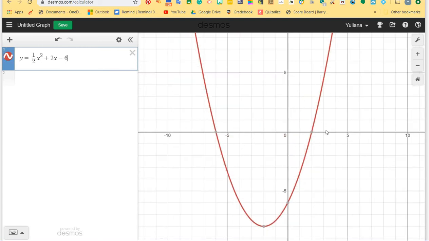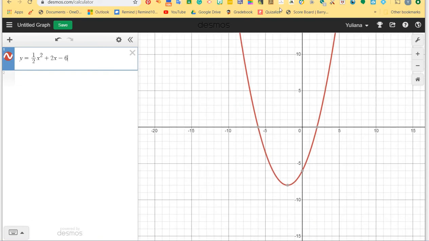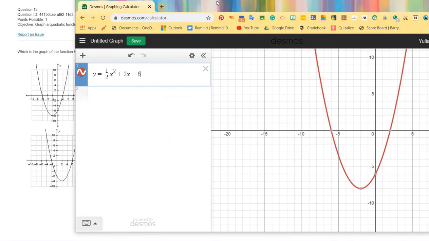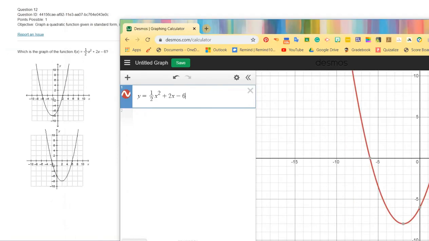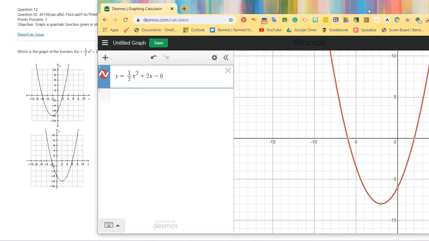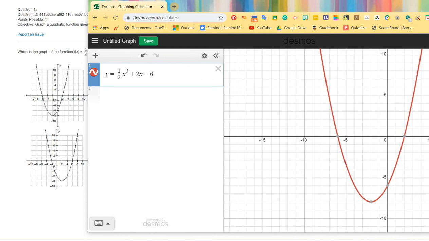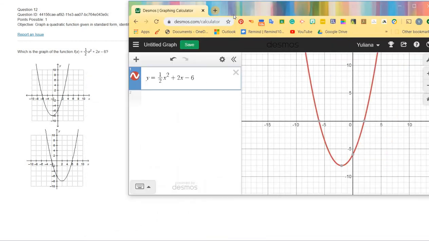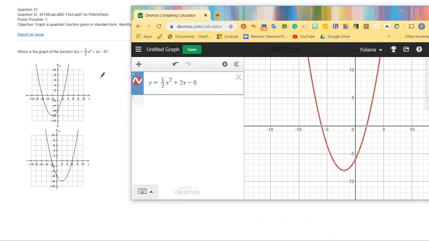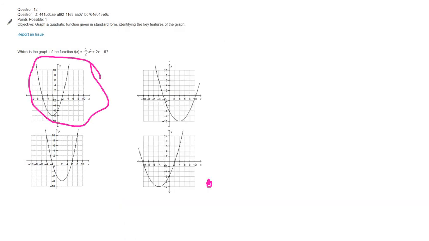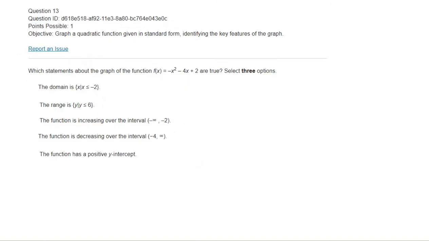Then I can zoom out a little bit so you can match the scale that it has, and the scale we're looking at is negative 10 to 10. Looking at the graph specifically, where is it crossing the x-axis and the y-axis? It's crossing here and here, and it has a y-intercept of negative 6. So looking at my graphs, the only one that could really match it is this one.